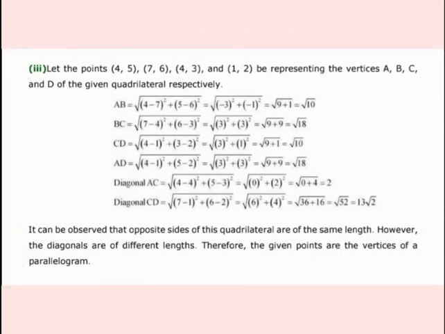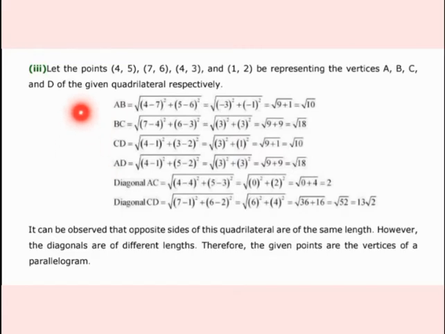In third part, these 4 coordinates are again given to you. These are vertices of quadrilateral A, B, C and D. Find the distance of AB: under root (x1 minus x2) whole square plus (y1 minus y2) whole square. x1 minus x2 is (4 minus 7) whole square. y1 minus y2 is (5 minus 6). After solving this you will get under root 10. Similarly, find BC, CD and AD.